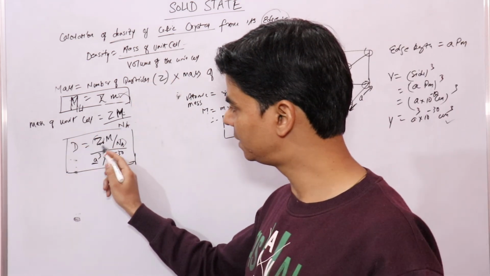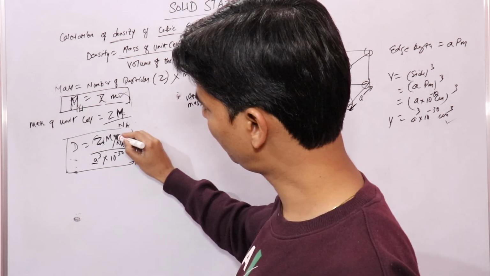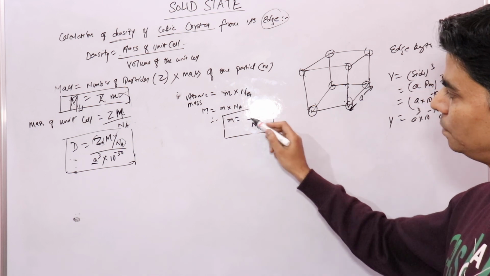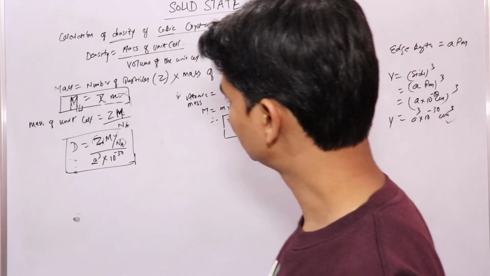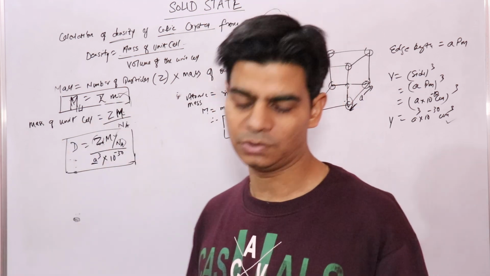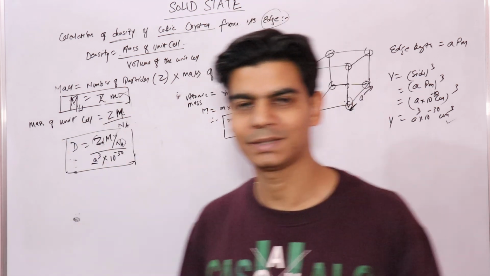And Z is the number of particles, M is the atomic mass, and Na is Avogadro's number. A you know, so density can be calculated, right? I hope this is clear too. Thanks.